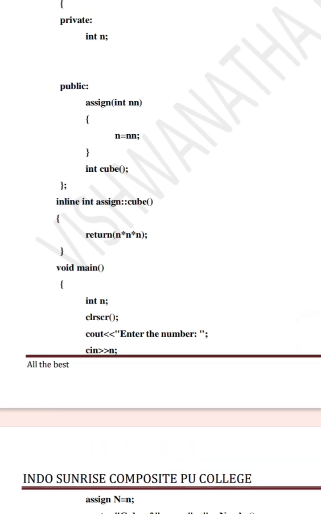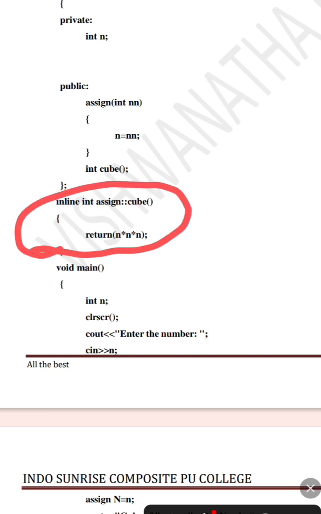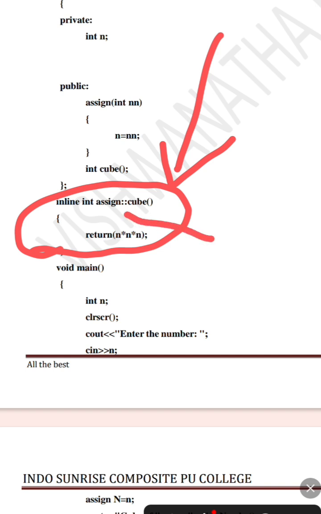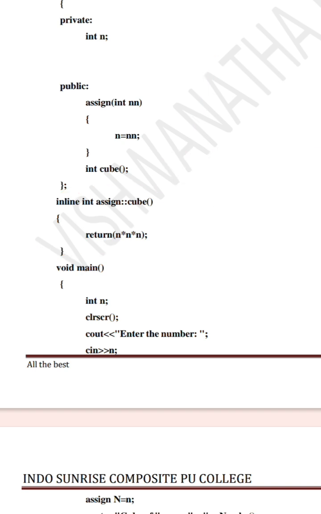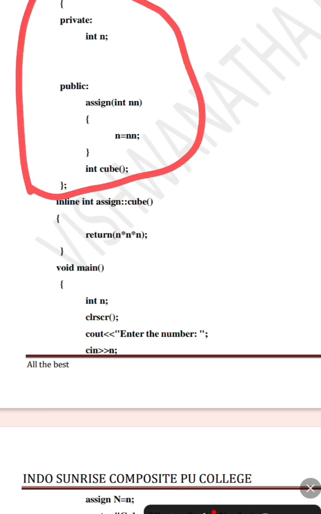Inline functions we define before the main function, and also this is the example for outside class definition. What is outside class definition? The functions are defined outside the class. Here this symbol is called the scope resolution operator. What is the significance of the scope resolution operator? To define the member function outside the class. So we also discussed what is meant by a class, and this is the example for the class.